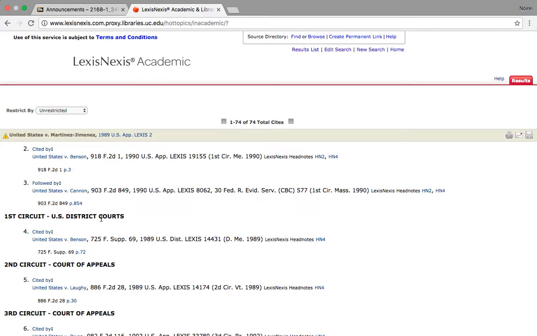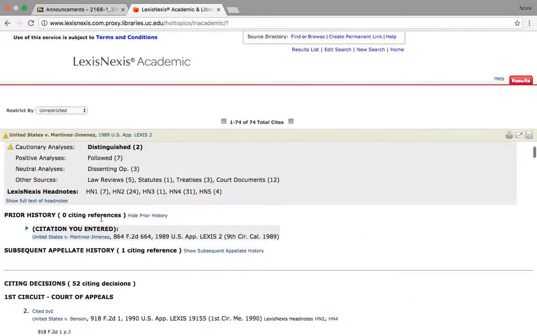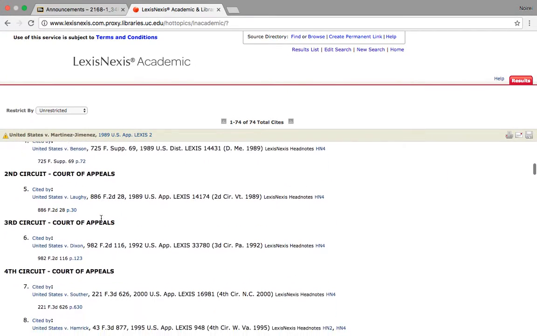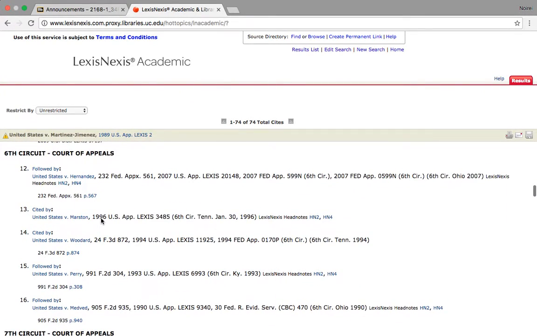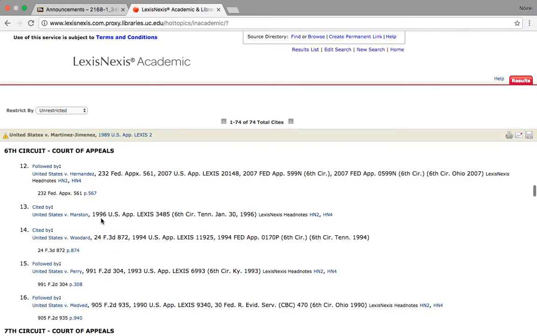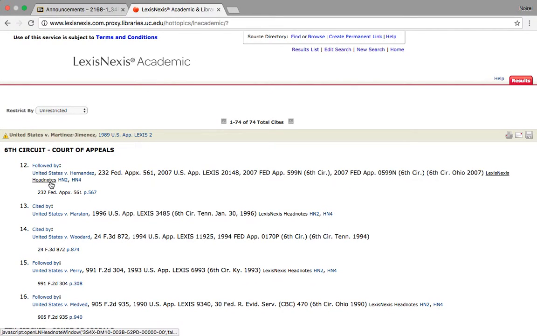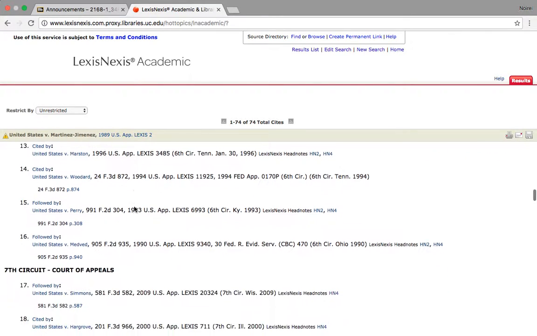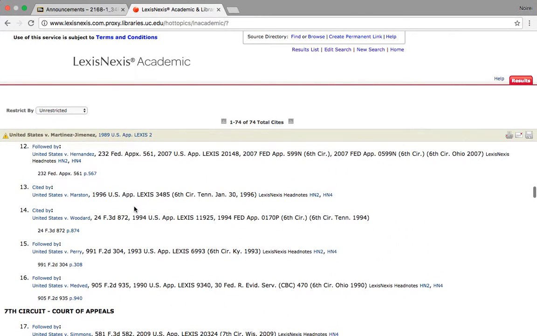So let's take a look and see if we see anything that's present within the Sixth Circuit at all, which is our circuit. Oh, look at that. So in the Sixth Circuit, seems like it's had some positive treatment because it was followed in this United States v. Medved case, United States v. Perry, and the United States v. Hernandez.